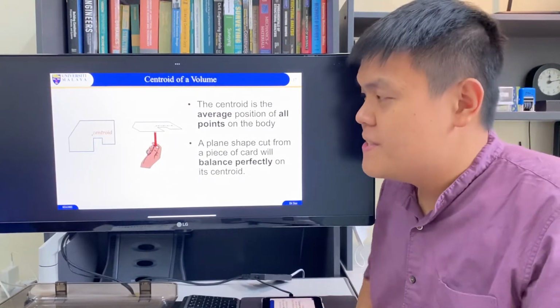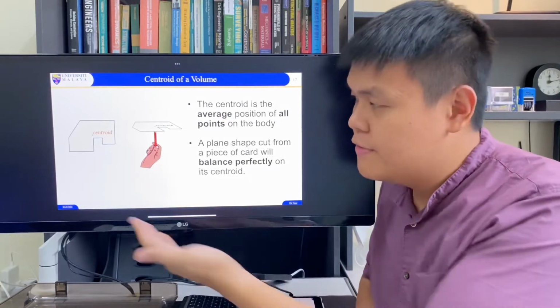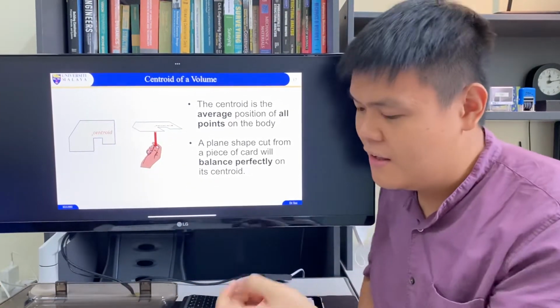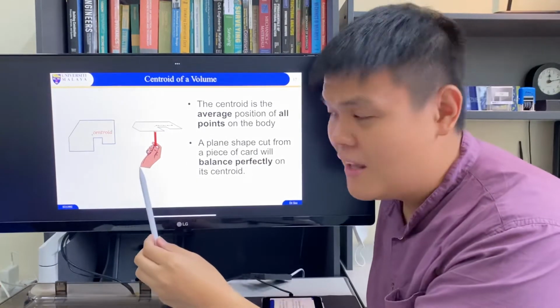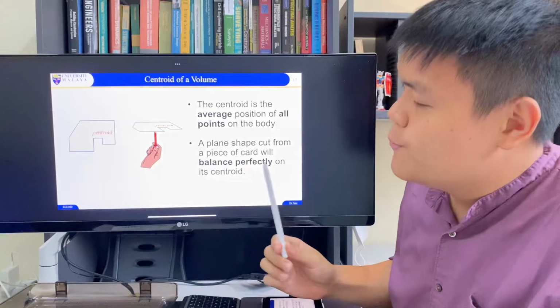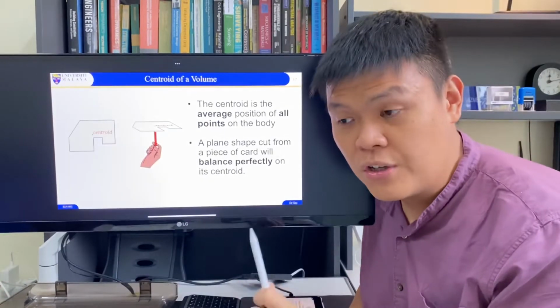So the centroid is the average position of all points on the body, and you get a point centroid here. And if you take a pen or pencil and balance this piece of paper right on the centroid, it will be perfectly balanced on the centroid.